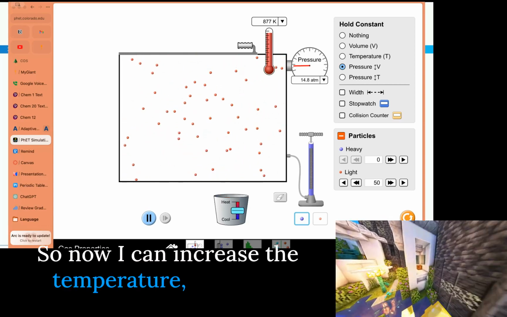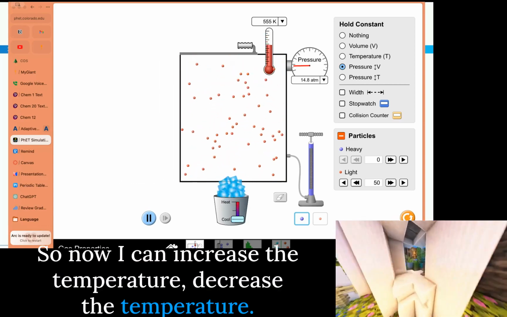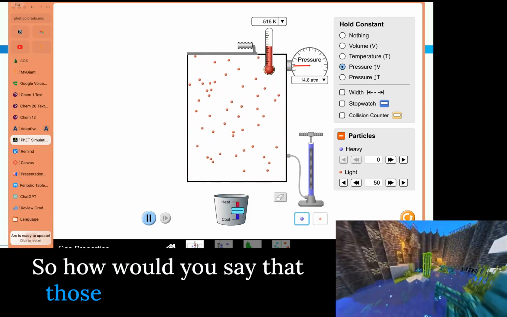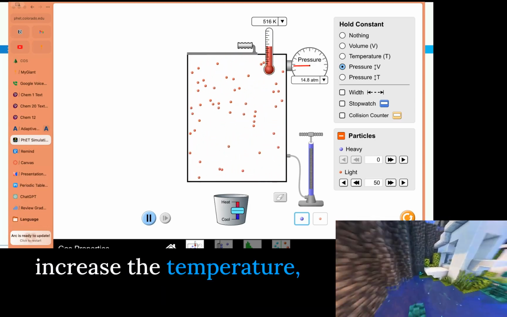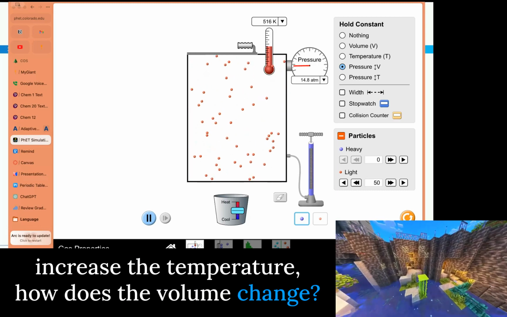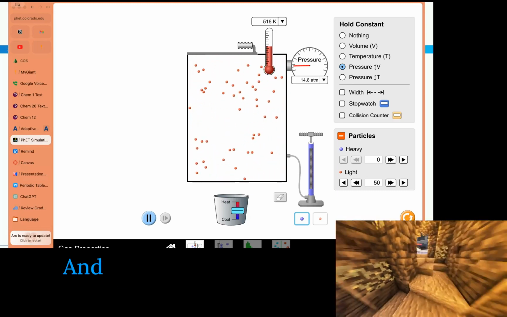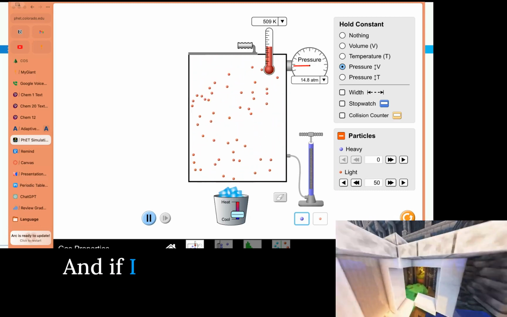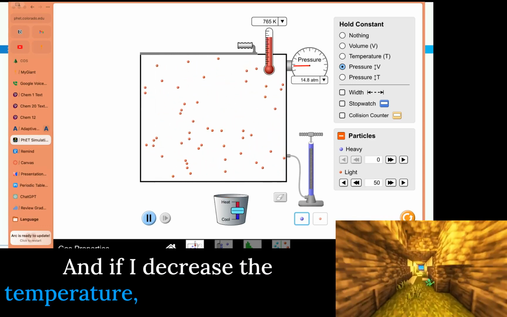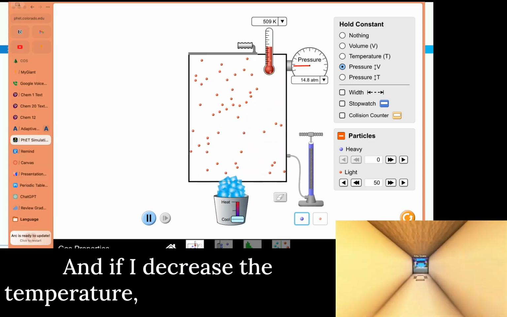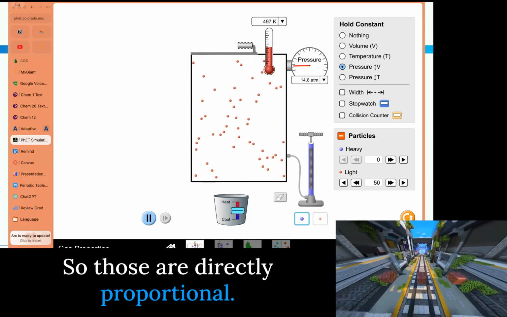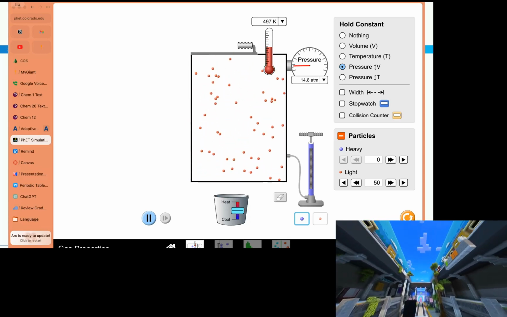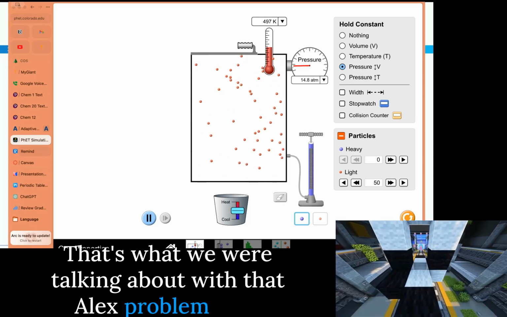So now I can increase the temperature, decrease the temperature. So how would you say that those are related, right? If I increase the temperature, how does the volume change? Increases. And if I decrease the temperature, volume decreases. So those are directly proportional. That's what we were talking about with that Alex problem also.